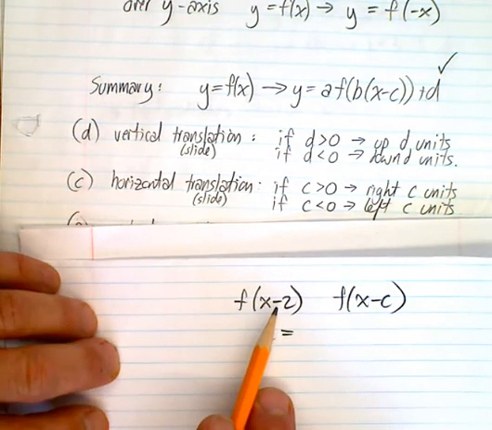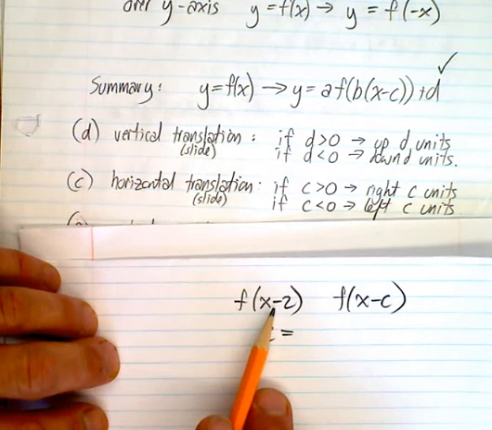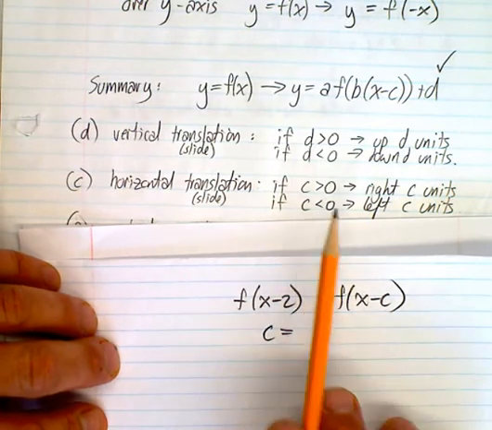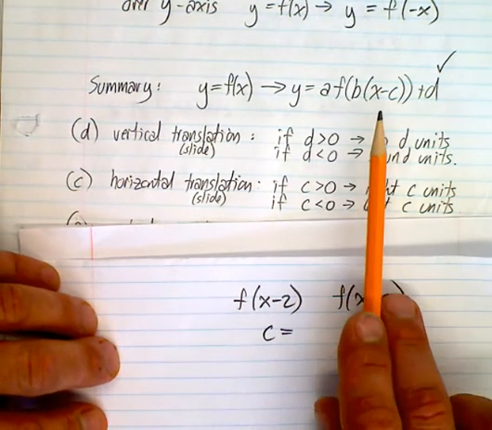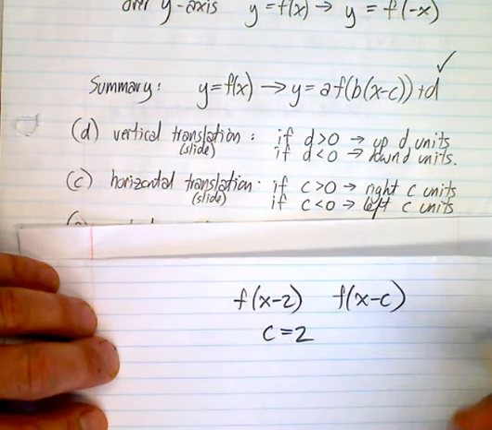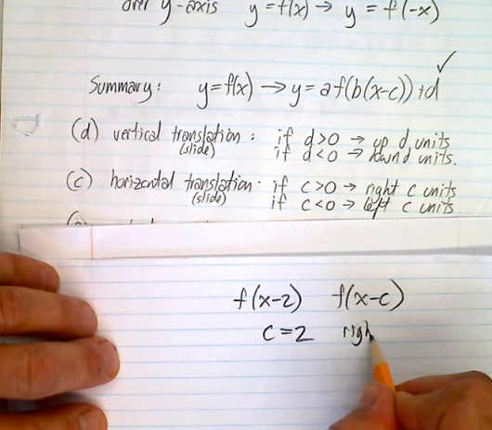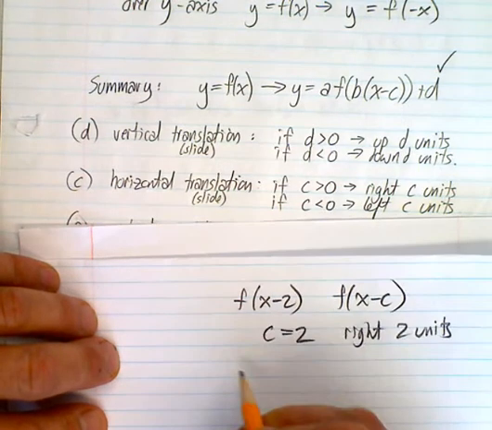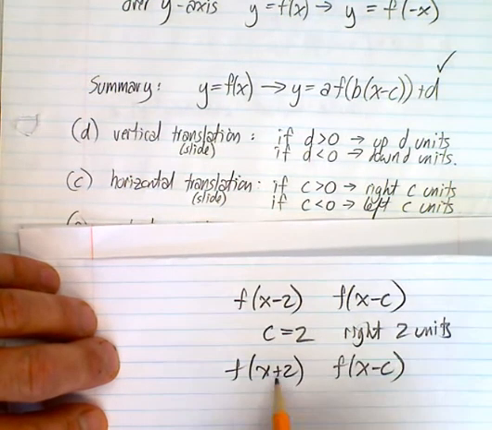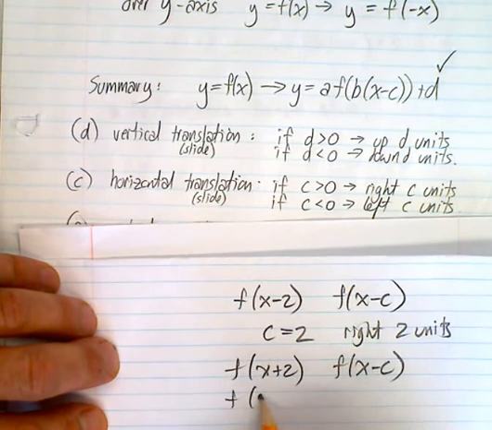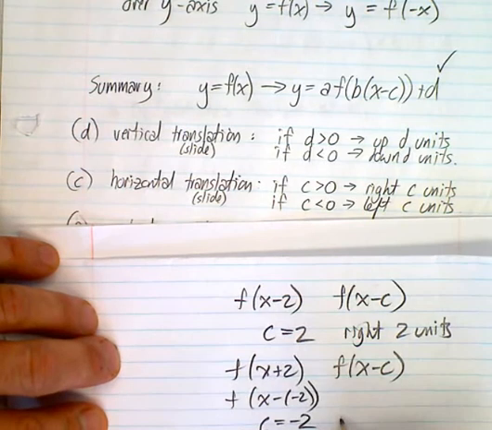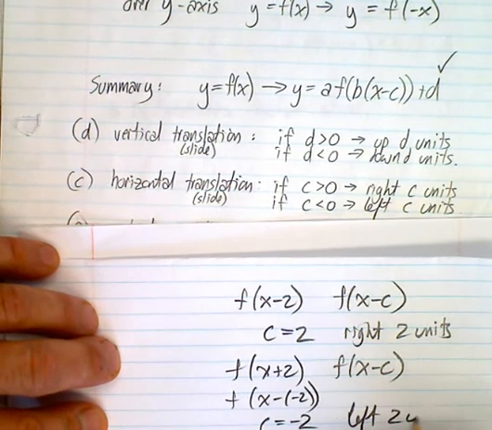This is the one that screws everybody up. Is this a move to the right or is it a move to the left? Well, that depends. Do you think your c is greater than 0 or less than 0? Look at what it is originally, x minus c. Hopefully you can see that your c is positive, so your c is 2, which means it goes right 2 units. If I have f of x plus 2, we'll compare that to f of x minus c. In order to get a plus here, it has to be x minus a minus 2, which means that your c is negative 2, and it goes left 2 units.